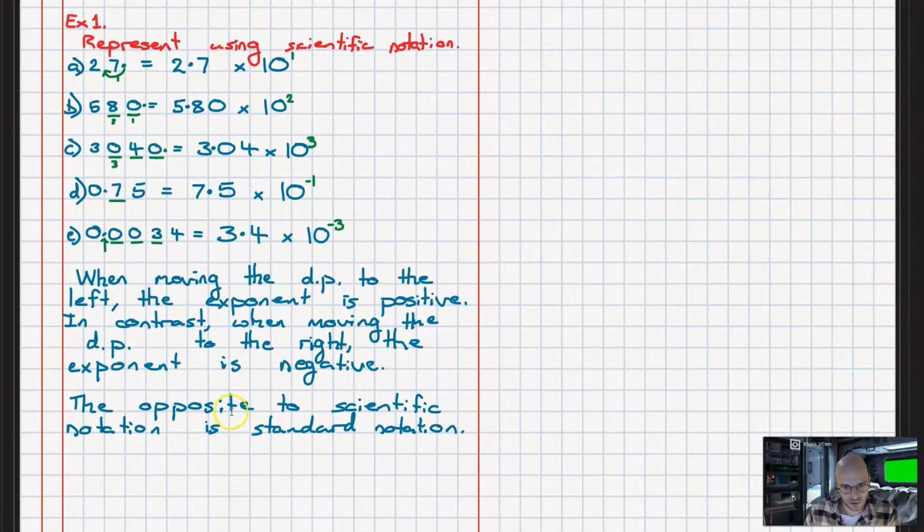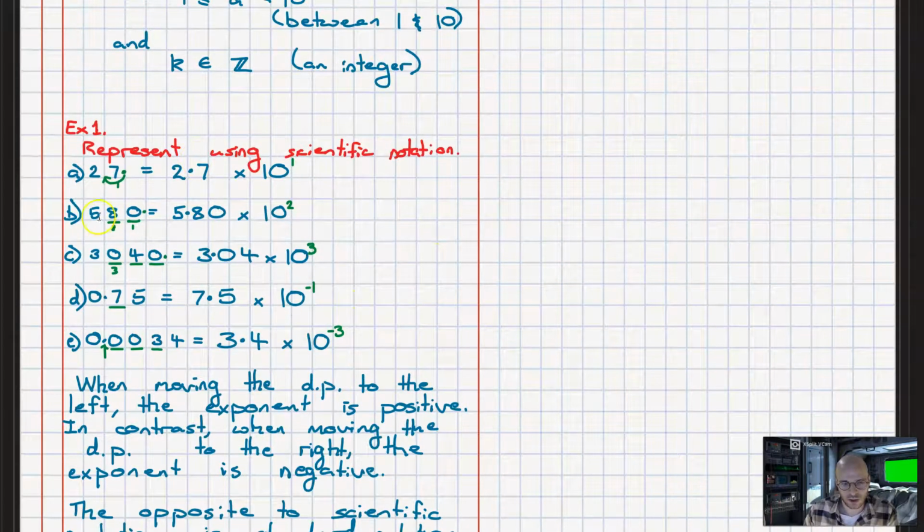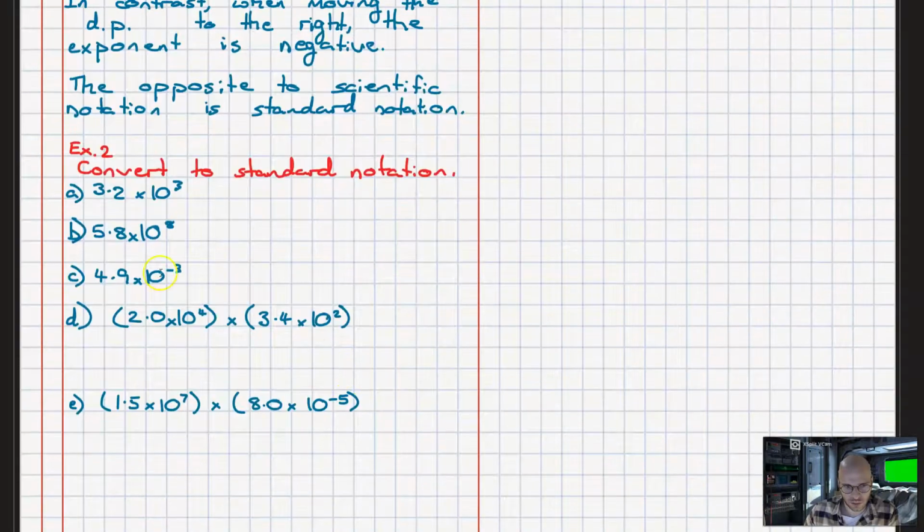So the opposite of scientific notation is called standard notation. Alright, so now that we've got our abilities to convert to scientific notation out of the way, let's have a look at how we can convert scientific notation back to standard notation. So moving down in example 2 here, we've got A, B, C, D, and E, where all of our figures here are represented in scientific notation, and we want to be able to convert these back into their standard notation form.